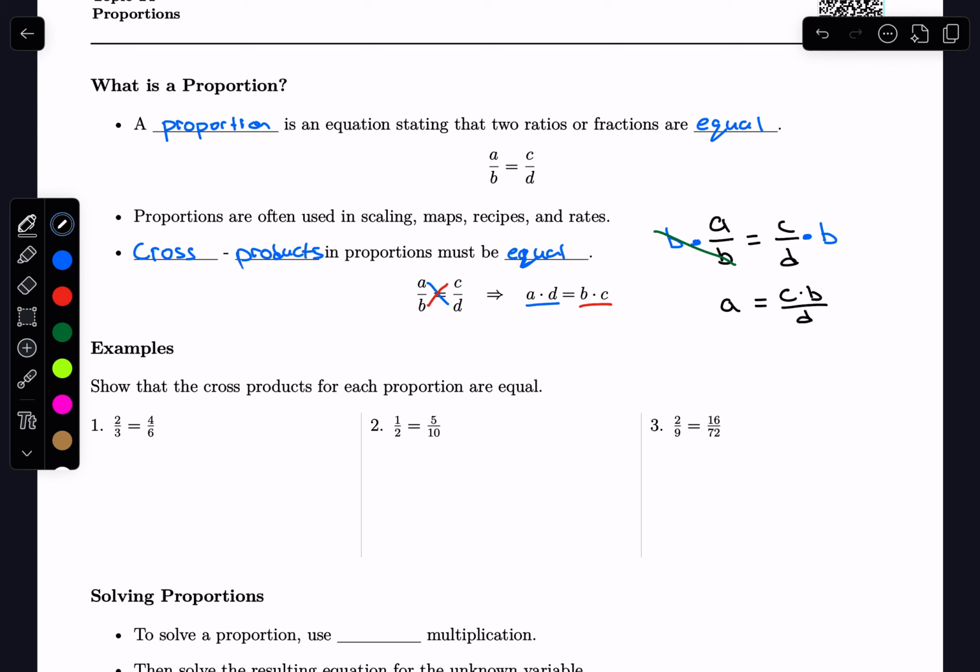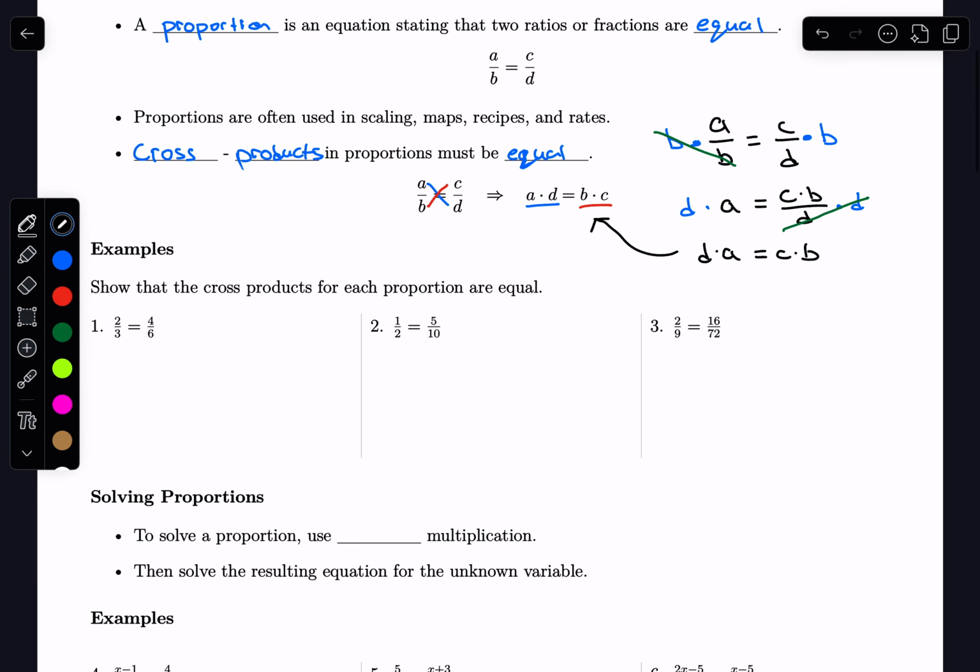But then if I wanted to get rid of that fraction, I could multiply both sides now by d to get rid of the denominator on the right side. The d's would cancel, and we'd end up with d times a on the left and c times b on the right, which is equivalent to doing the cross product. So cross multiplication, or finding that cross product, is really just a shortcut for what I showed you on the right in 2 steps.